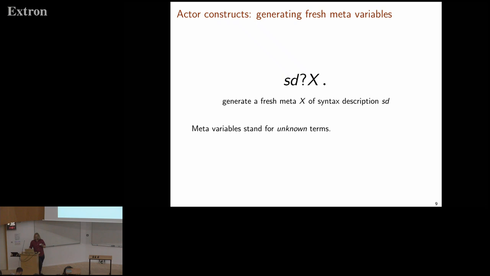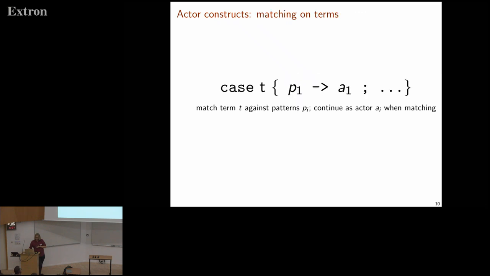So we give a name X for the meta variable, and we also give a syntax description for it, so we know what kind of syntax it represents, if it's a type or a checkable term or a synthesizable term, etc. Or if you don't want to do that, you could give the wildcard syntax description. But then you don't get as much help from typos when you do things.